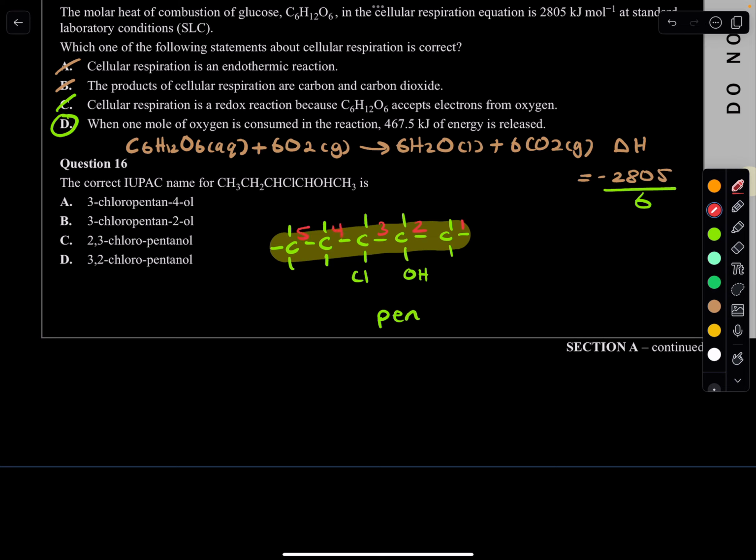Meaning we can say pentane. So 2-ol, so an alcohol. And at 3, it's a chloro. So 3-chloropentan-2-ol. Which looks like B as your answer.